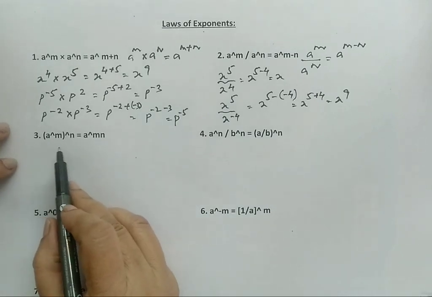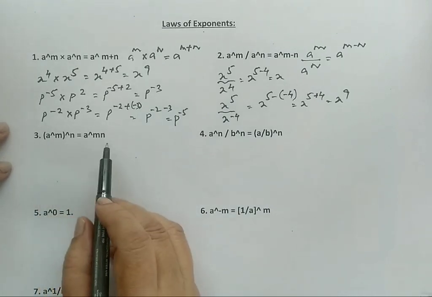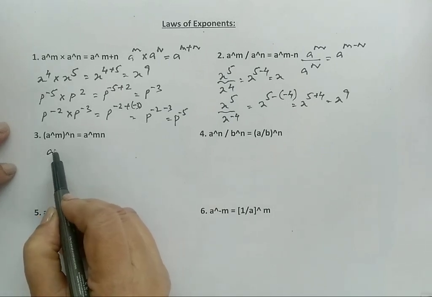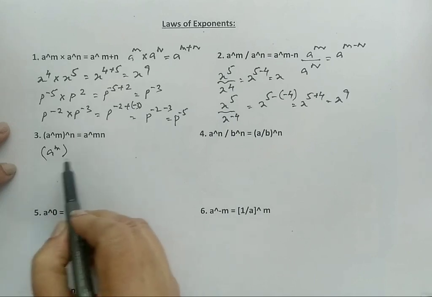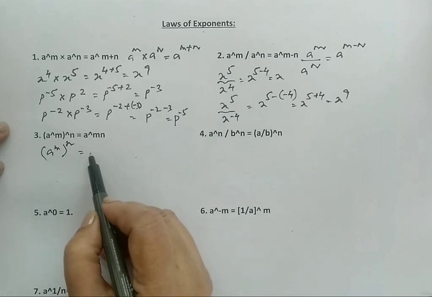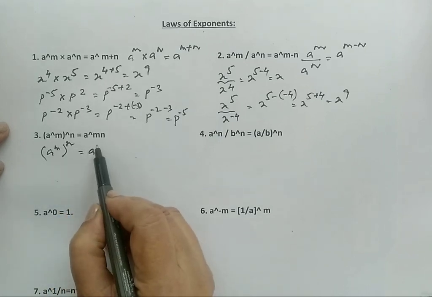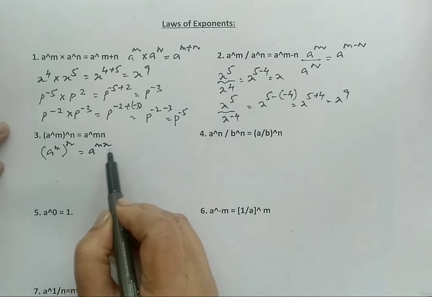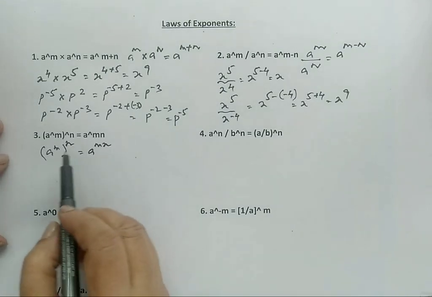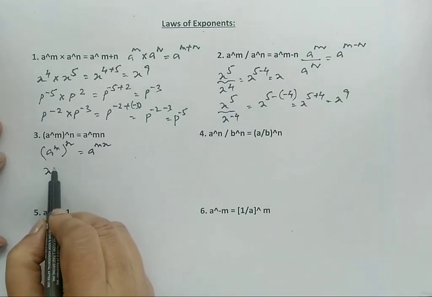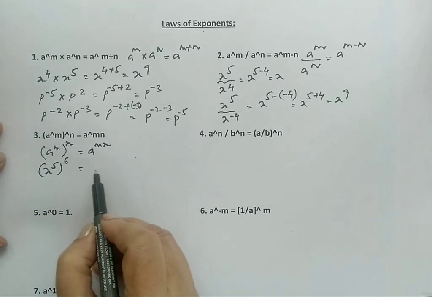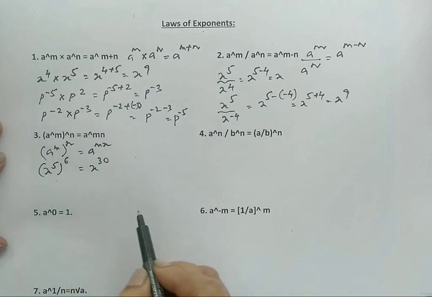Okay, now moving on to the next one, third one. What does this mean? Let me just make it straight. So this is a to the power m, and outside there is a bracket which also holds another power. So in that case, this is going to multiply with that, and we'll have collectively a product of these two powers. Giving you an example, say if we have x to the power 5 here, and outside, say 6, which means what? x to the power 30.